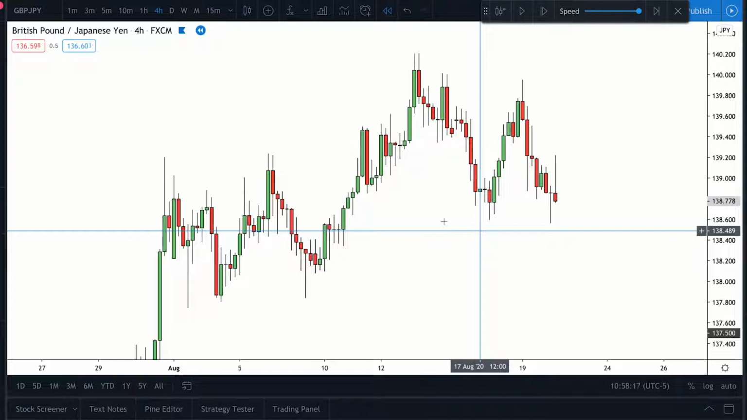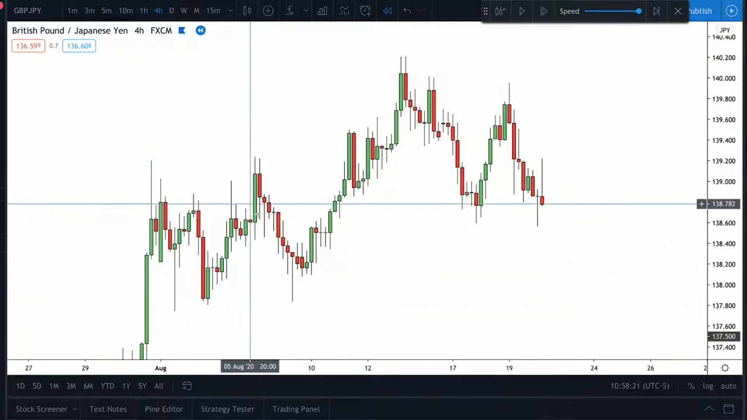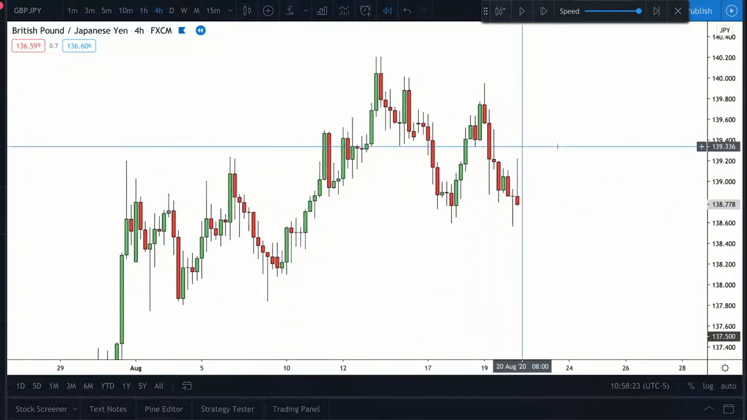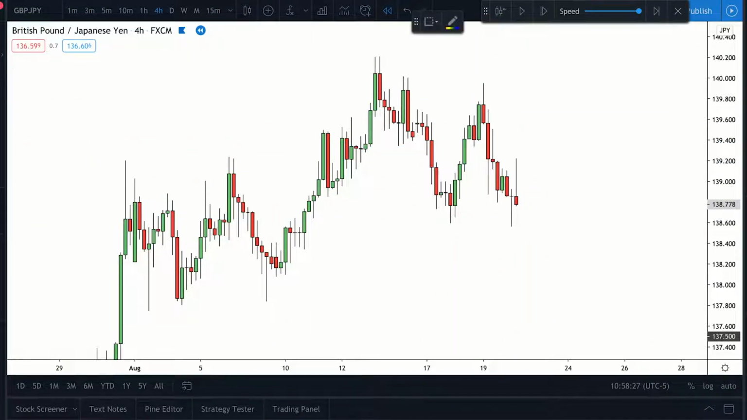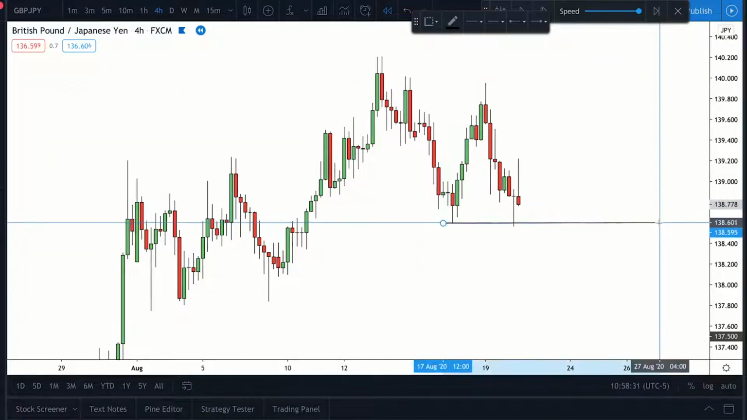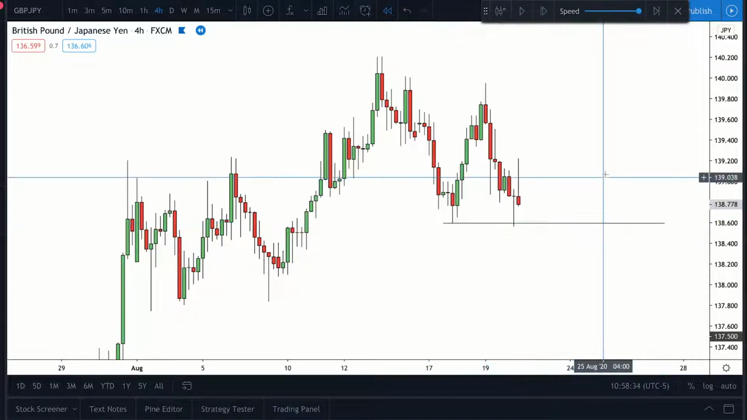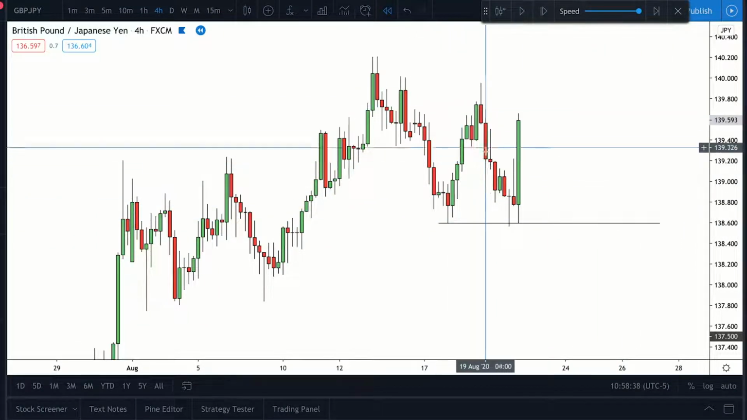So here we have GBP JPY 4-hour chart. We're in an uptrend, right? Higher highs, higher lows consistently. Very nice to see. We know we want to buy this market. Now, what we've got is a support point here where we have this 1 equal low, 2 equal lows in the market. So this acted as a support, and we saw people buying from this level.